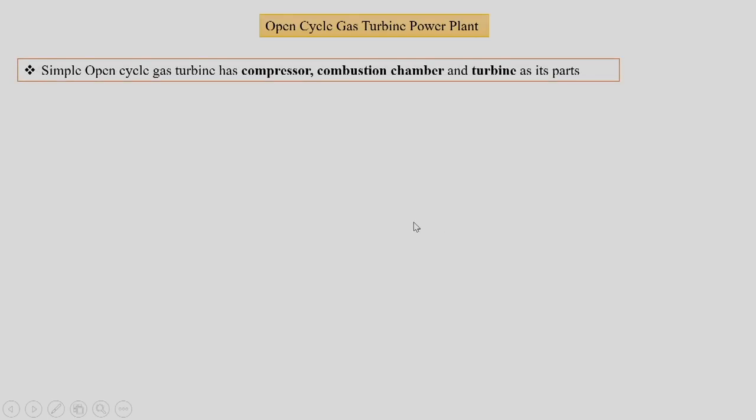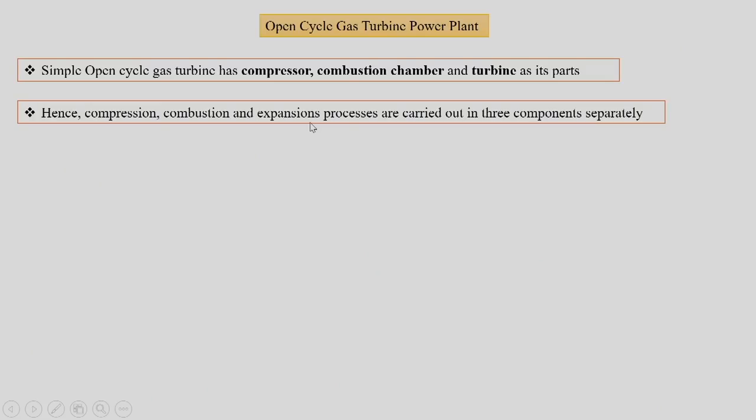So the open cycle power plant is comprised of a compressor, a combustion chamber and a turbine. These are the three entities of an open cycle gas turbine power plant, and we had seen that among these three, the compressor and turbine are turbo machines, but the combustion chamber is a stationary part of the simple open cycle gas turbine power plant. Here one should clearly see a big difference: the process of compression takes place in the compressor, the process of combustion takes place in the combustion chamber, and the process of expansion takes place in the turbine.